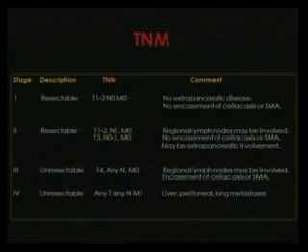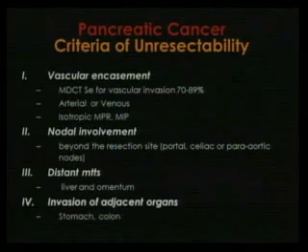And with all this information, we do the staging system from 1 to 4. 1 and 2 are resectable tumors, 3 and 4 are unresectable tumors due to regional lymph nodes involved, encasement of celiac axis or SMA, or presence of metastases. You can go to the books and see this classification.